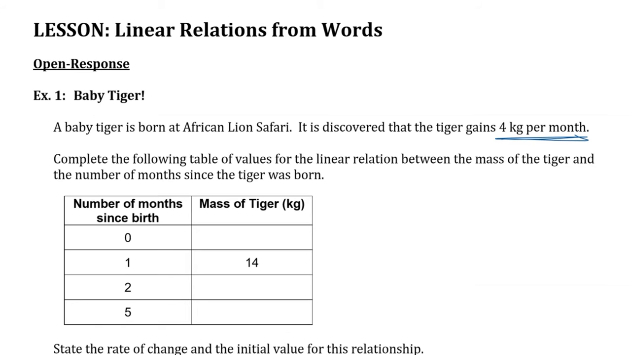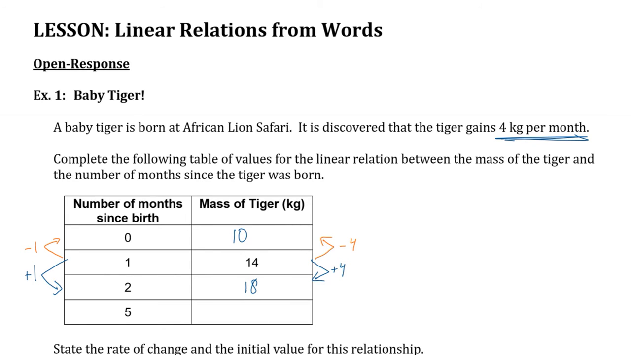So we know that the tiger is gaining 4 kilograms each month. Complete the following table of values for the linear relation between the mass of the tiger and the number of months since the tiger was born. So in 1 month, I'm going from 1 month to 2 months. I'm going up 1, so I'm going up 4. So it's going to go up to 18. And that means if I go down a month, because I'm going down 1 month, I go down 4. And that would take me to 10. So it turns out this tiger had a mass of 10 kilograms when it was born.